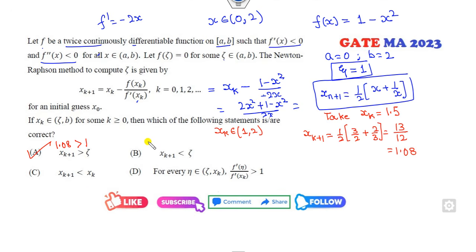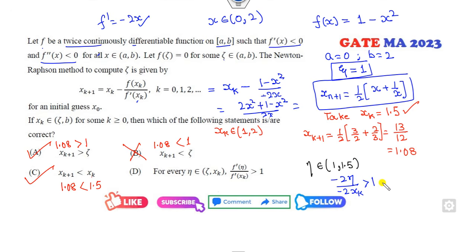Yes. Xk plus 1. Is it xi 1? Is it less than 1? No. Xk plus 1 will be 1.08. Xk I have taken as 1.5. Is it satisfied? Yes. Choose eta any number between xi 1 and 1.5. Fine. Then f dash is this. So that will be minus 2 eta divided by minus 2 xk.